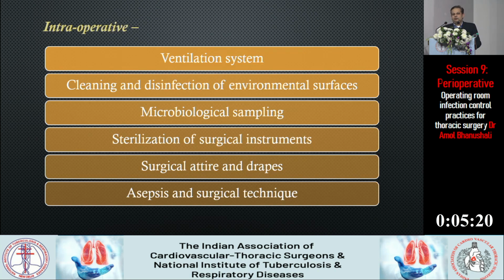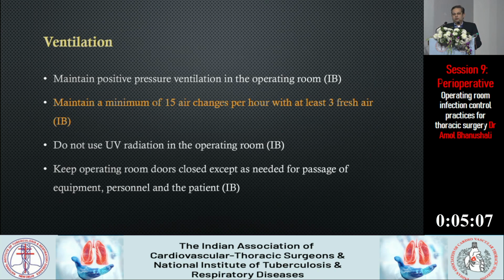Intraoperatively, the ventilation system of the OR, cleaning and disinfection, sterilization of surgical instruments, surgical attire and drapes, and asepsis and the actual surgical technique play a big role. Positive pressure ventilation has to be maintained in the operating room, 1B. Maintain a minimum of 15 air exchanges per hour with at least 3 fresh air exchanges. This is important especially for cases like ours where we deal with airborne infections. Do not use UV radiation in the operating room and keep the operating room's doors closed except as needed for passage of equipment, personnel or the patient.